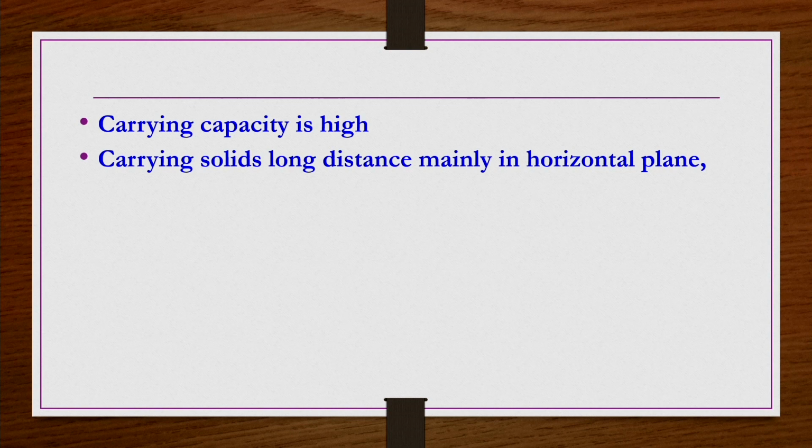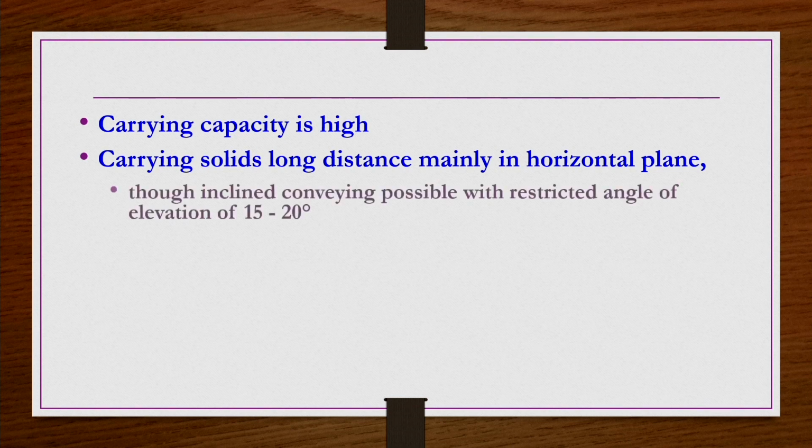In general, these high capacity belt conveyors can be operated in a horizontal plane. However, conveying with a restricted angle of elevation of 15 to 20 degrees is also possible. So, not necessarily completely horizontal. Sometimes you can take an elevation of the system with 15 to 20 degrees maximum. You can even have higher elevation also. But under such conditions, sometimes run back of the material may take place.